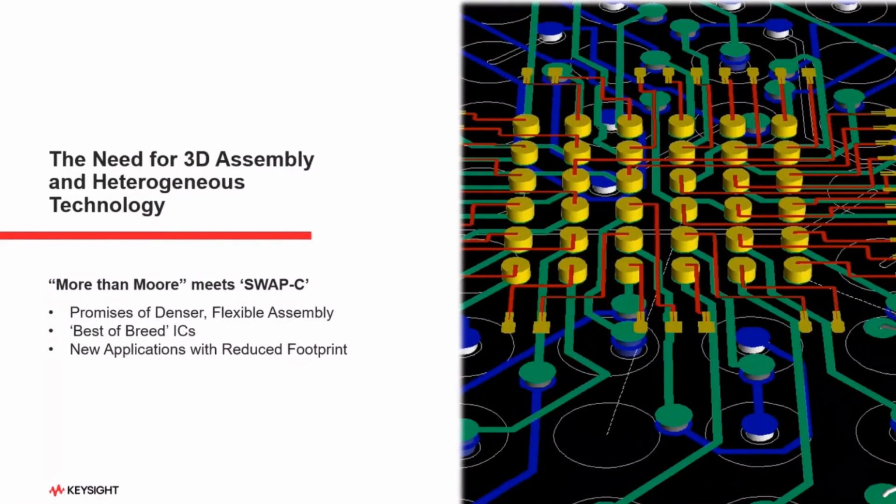So, we've heard a lot about the need for 3D assembly and for heterogeneous technology integration, but what's driving this? Well, it's really what I like to call more than Moore meets SWaP-C. We want to build denser, more flexible assemblies. We want to be able to use the best-in-class ICs for any given application. And we want to be able to tackle new applications that might require reduced footprints or be able to pack just more capabilities into a standard footprint. Where we can't go out on the sides with chip sizing, we're going to go up with 3D heterogeneous integration.